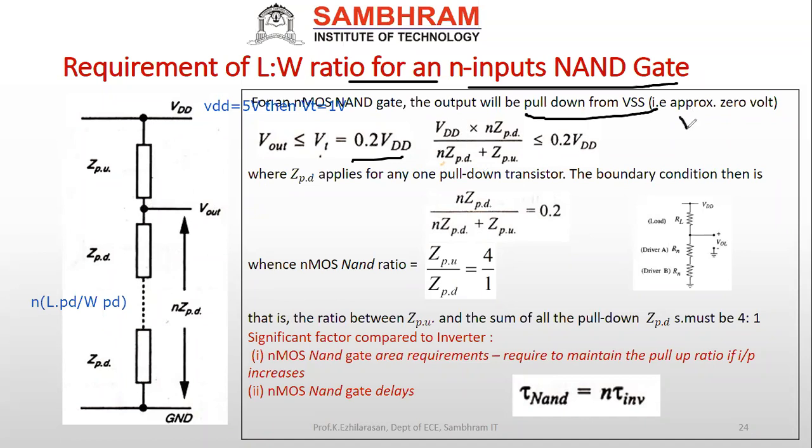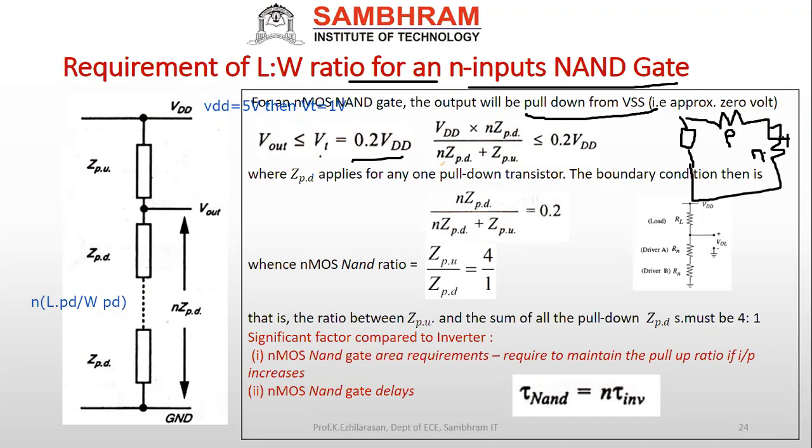It's nothing but your VDD. This is your VDD. Then your resistance here, then here one resistance here. You think this is your pull-up resistance. This is your pull-up resistance. This is your pull-down resistance. The pull-up resistance is nothing but ZPU. The pull-down resistance is nothing but what? N pull-down resistances, so we have n times ZPD actually.